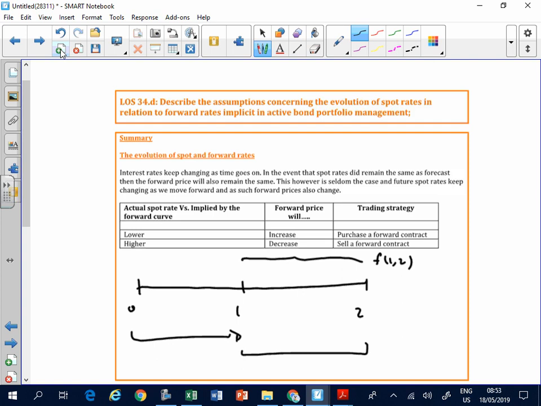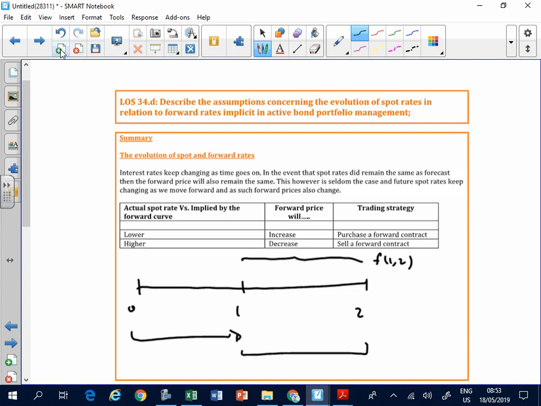Okay, so actual spot rate versus implied. When they talk about the actual spot rate, they're talking about the spot rate over here now. I bought my bond and I've held it for 1 year. At this point, the forward rate was what I calculated based on the 2- and 1-year spot rates in the market then. After 1 year, this rate that applies from year 1 to year 2 is now a 1-year spot rate. Now I will compare what the forward was initially to what the actual spot rate is now. So the actual spot rate here versus the implied forward rate.